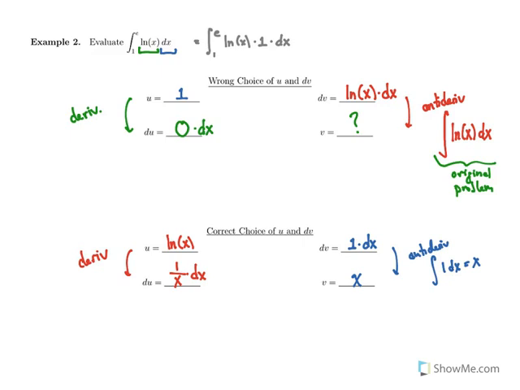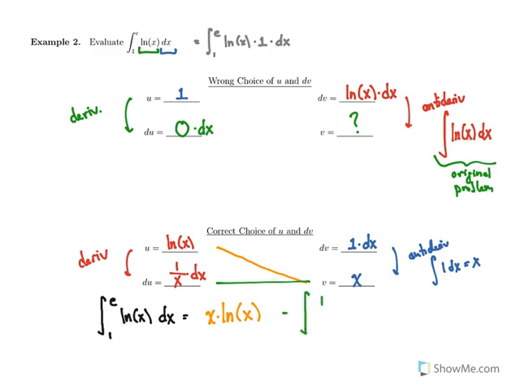So putting this all together, we have the integral from 1 to e of natural log of x dx is going to be equal to u times v. That's going to be on this diagonal. That's going to be this x natural log of x. And then we're going to have that bottom line in the integral. So minus the integral of 1 over x times x dx.